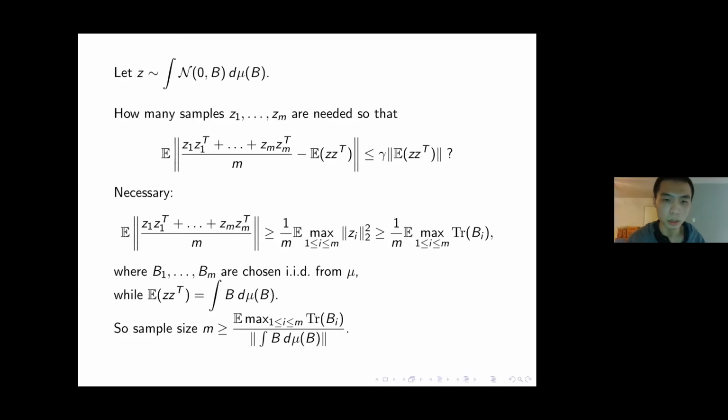And roughly speaking, if it is deterministic, if all the Bi are the same, then this is the effective rank. And this is like what we have for the classical case for non-isotropic Gaussian. If all the Bi are the same, then this is just the effective rank, trace of B over norm of B. But this is only necessary for mixed Gaussians.